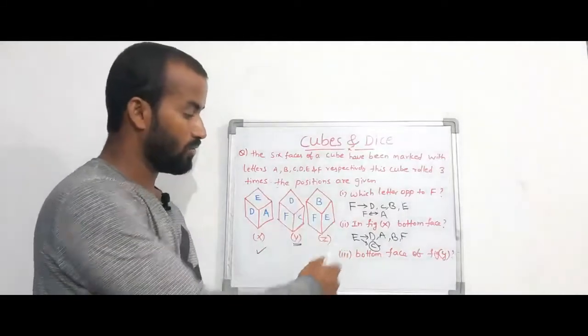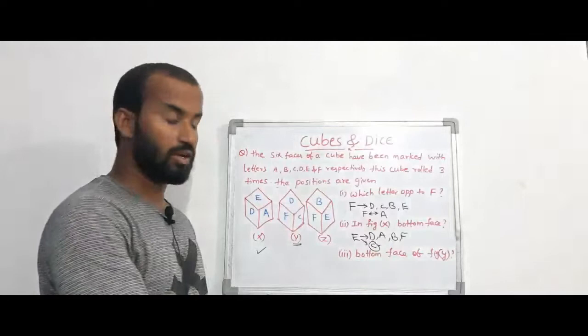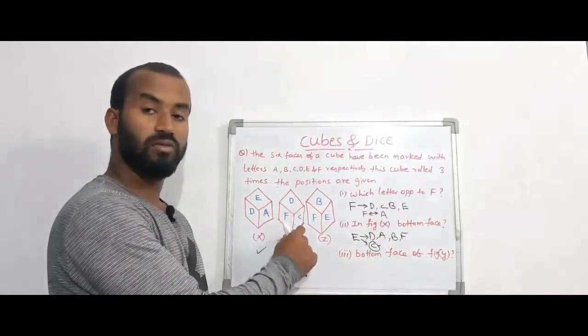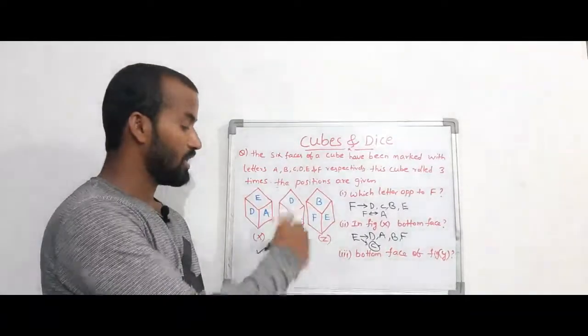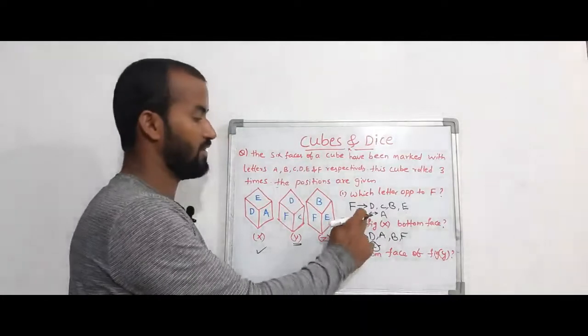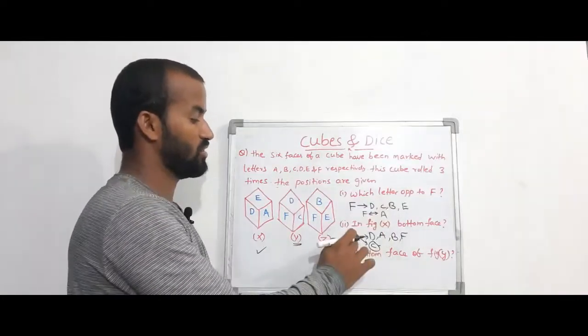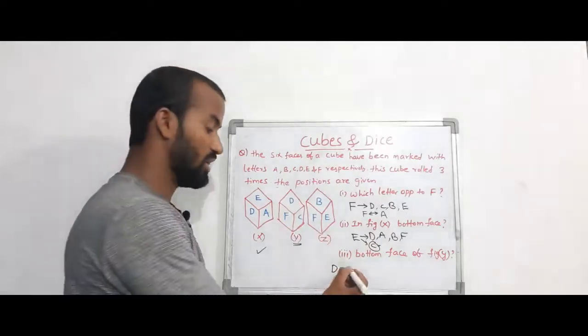Okay. Now, third question, bottom face of figure Y. What is the bottom face of figure Y? So what is the top face? D. So what is opposite to D? We have to find. What is opposite to D? C. For F, A is the opposite. For E, C is the opposite. So for D, B is the opposite. Directly we can tell.